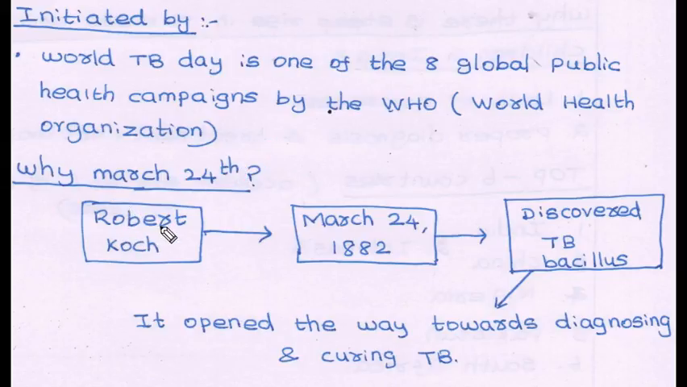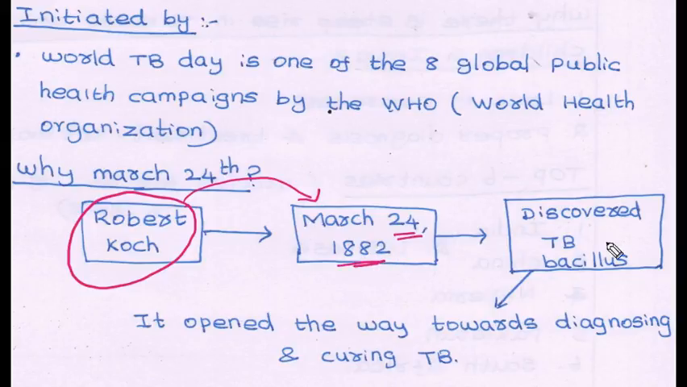Whenever you study about tuberculosis, you should know about Robert Koch. Robert Koch is a very famous scientist. On March 24th in 1882, he discovered the tuberculosis bacilli. At that time in 1882, tuberculosis was spreading. It was a mysterious disease. All over the world, people didn't know what was the cause of tuberculosis.